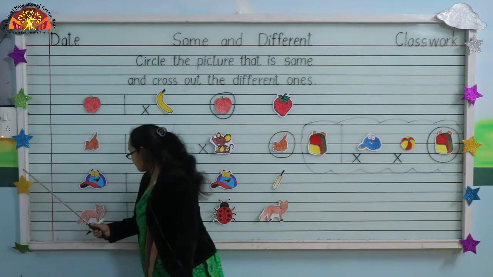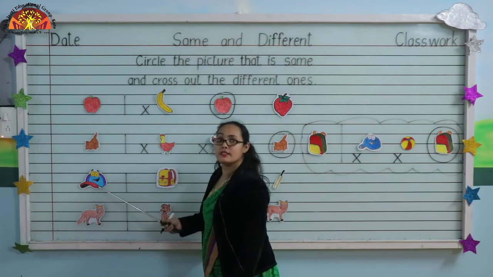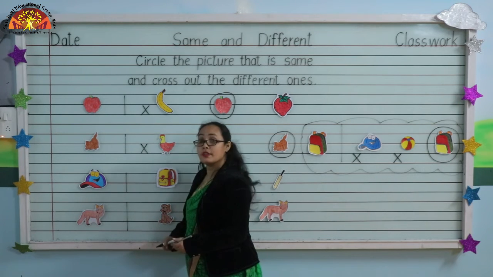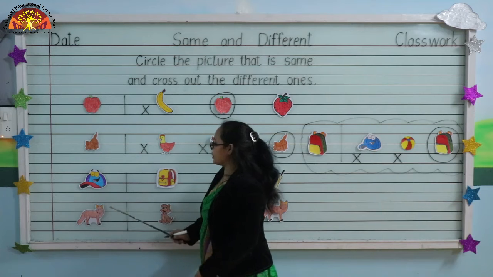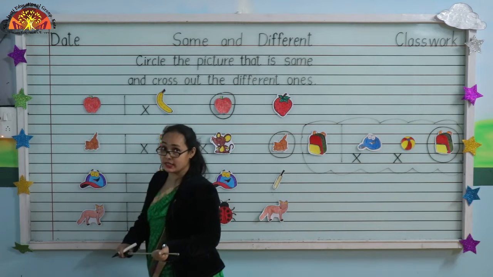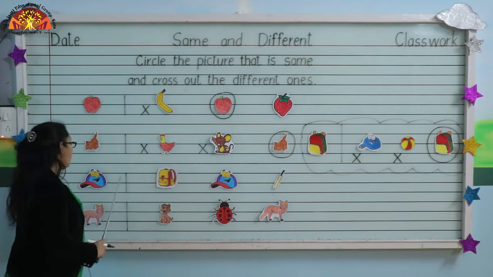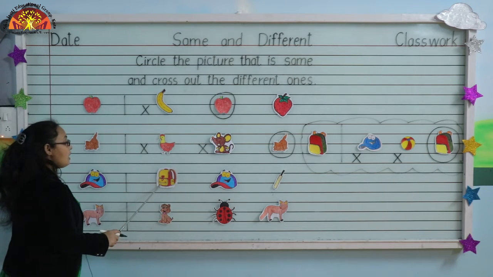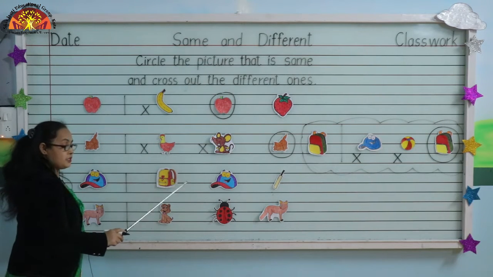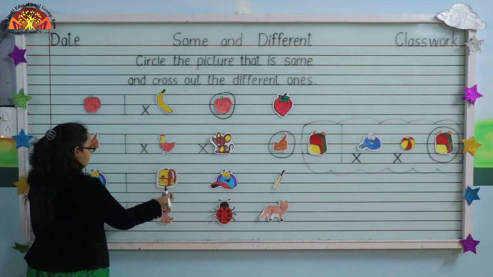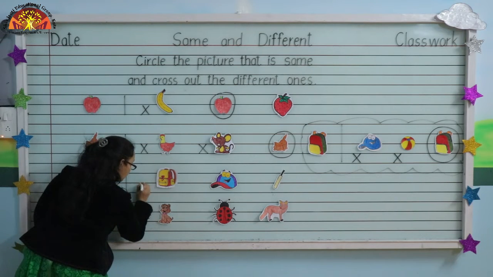Next is, kids, what is this? Yes, this is a picture of a cat. Yes, now we will find the picture which is same in color and size. Let's see. Kids, is this a same picture? No, this is a bag. It is different in color and size. So kids, cross the picture which is different. So put the cross like this.